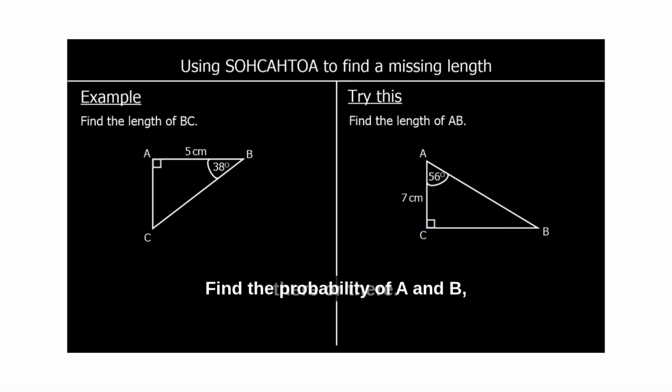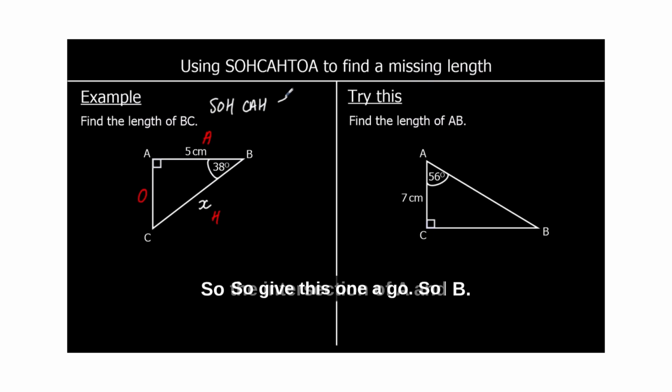Okay, another example. Find the length of BC. So we are finding BC, which is the hypotenuse, the longest side. The one opposite the angle is called O, opposite. And the one in between the angle and the right angle is called the adjacent. So we're using sine, cos, or tan. So SOH, CAH, or TOA.